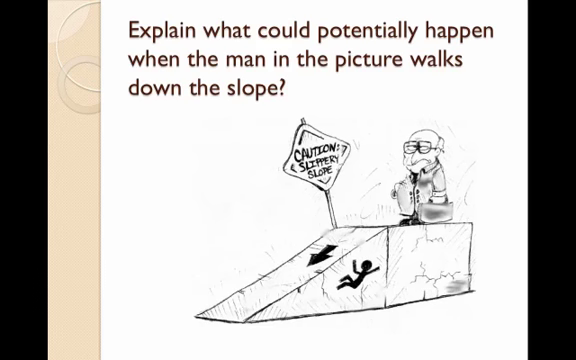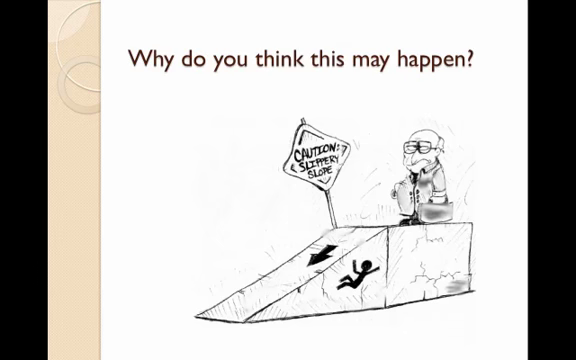So take a minute and explain what could potentially happen when the man in the picture below walks down that slope. What do you anticipate happening? Right, bad things, okay. My guess is you're probably thinking he's going to slide, he's going to fall, there's a caution sign for a slippery slope. So the question I want you to think about now is, why does this happen? That essentially looks like a block of ice, right, or something really smooth.